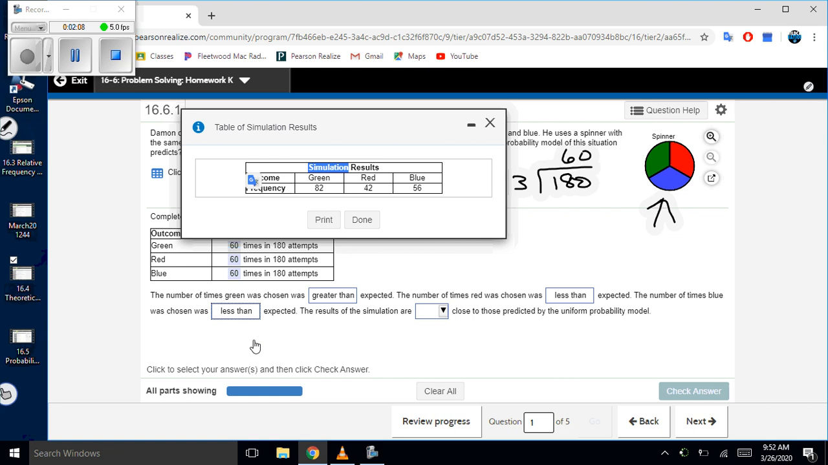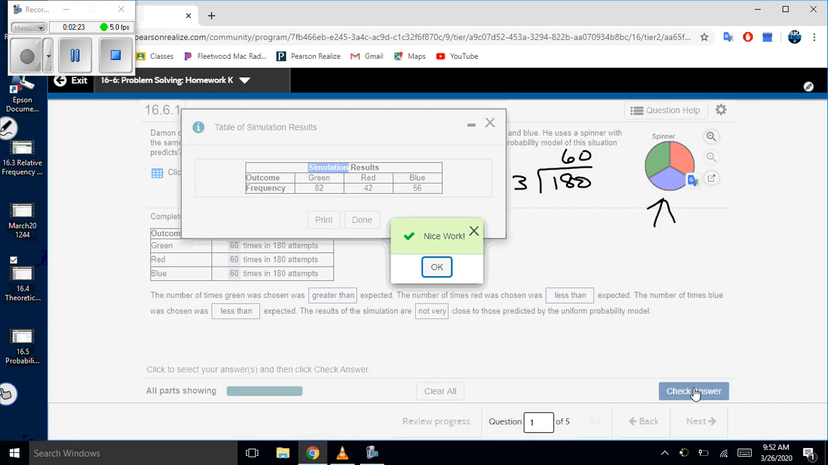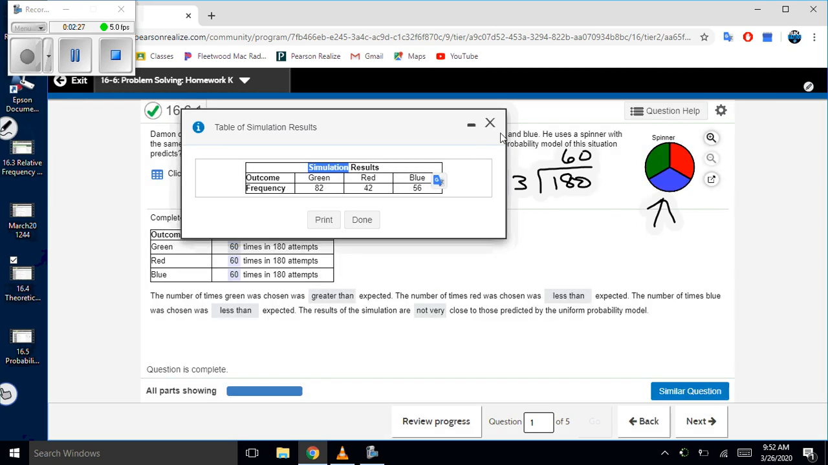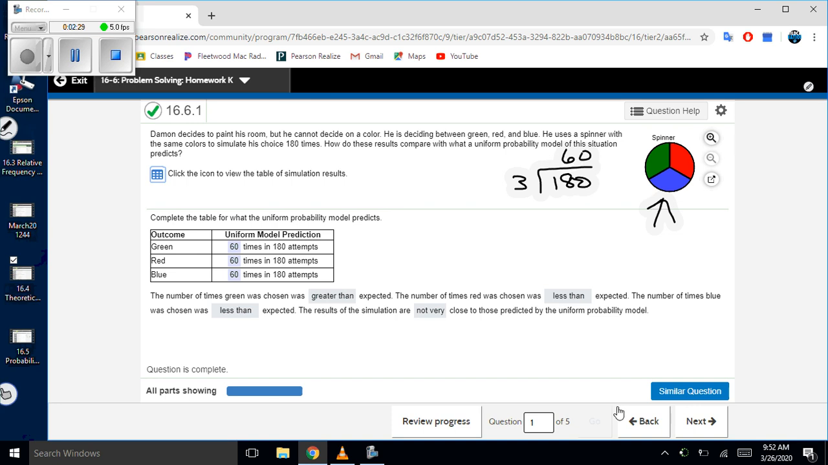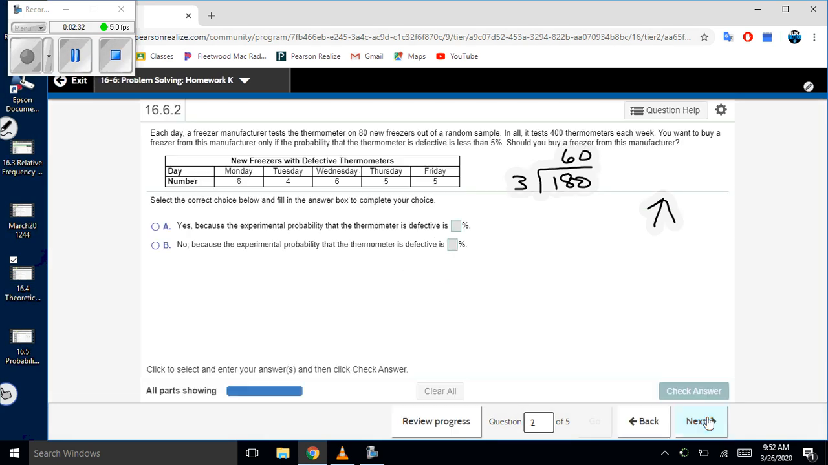The results of the simulation, now you're going to get, this is kind of a gray area, you're going to get 2 choices, fairly close or not very close. And I think in this case, it's pretty safe to say we're not very close in terms of our scenario. All right? So there's problem number 1 and how you should attack problem number 1. Moving on to problem number 2.